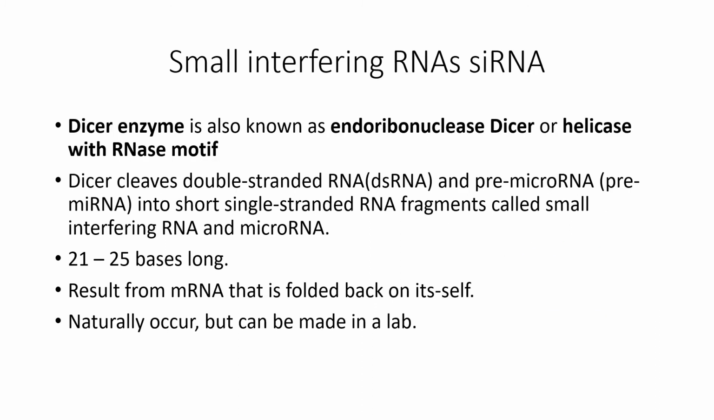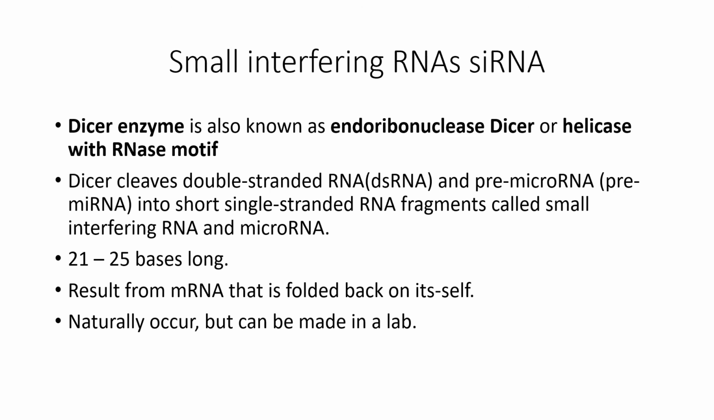Just be aware in the exam that dicer enzyme does go by other names. The endoribonuclease dicer is not so hard to spot because it's obviously got dicer in it, but you can also talk about helicase, RNAs motif. What you're essentially looking for is an enzyme that chops up double-stranded RNA. If it's chopping up double-stranded RNA, the chances are that it's dicer enzyme.